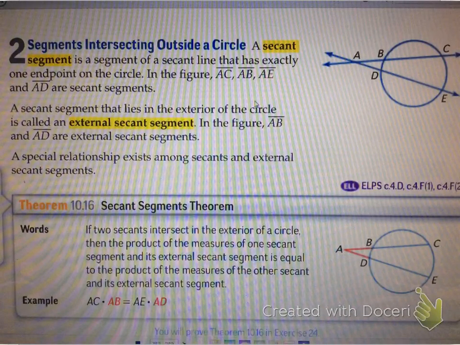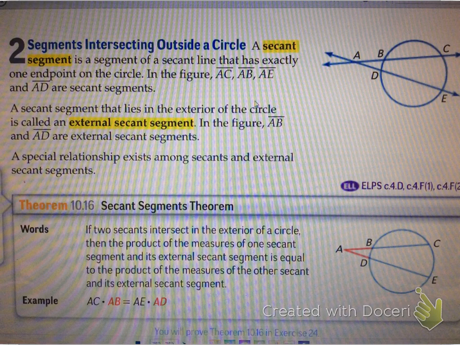Alright, so here's the next section that we want to cover. It talks about a secant segment. A secant segment is a segment on a secant line that has exactly one endpoint on the circle, and the rest of it is on the outside. And you have an external secant segment, and we'll go from there.